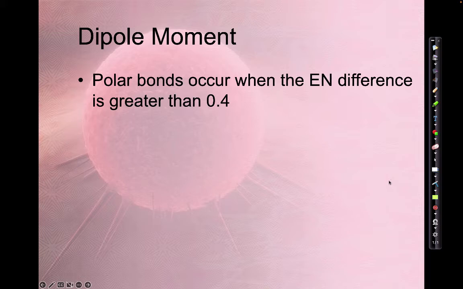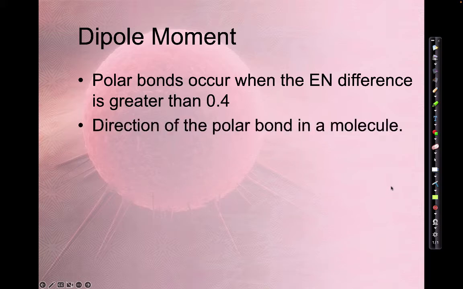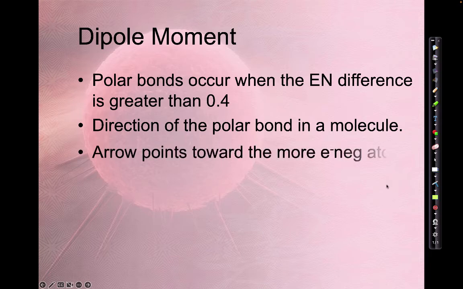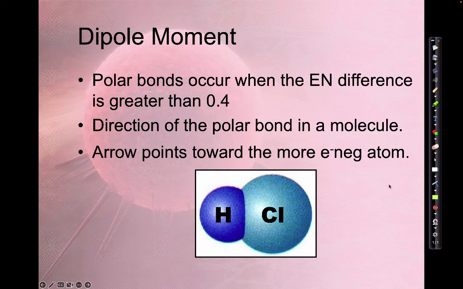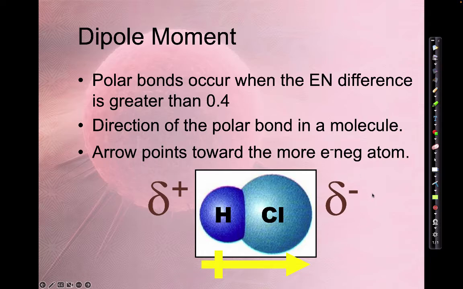When we have those polar bonds, we have something called a dipole moment. That is the direction of the negative region. So where are the electrons being pulled within the bond or within the molecule? The arrow is going to show us where the electrons are being pulled. So if I'm having this molecule right here, the chlorine is pulling those electrons over towards it, which leads to this partial negative end and a partial positive end.